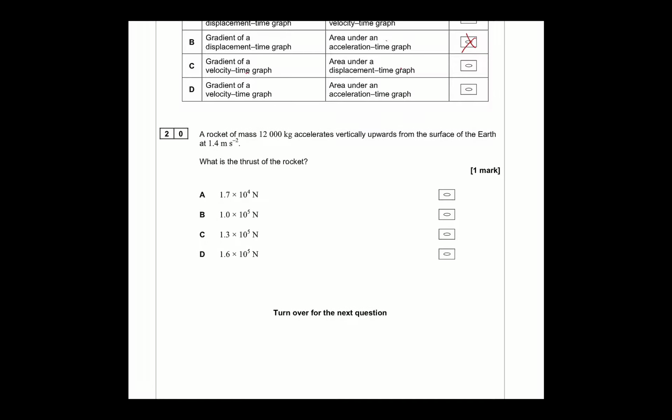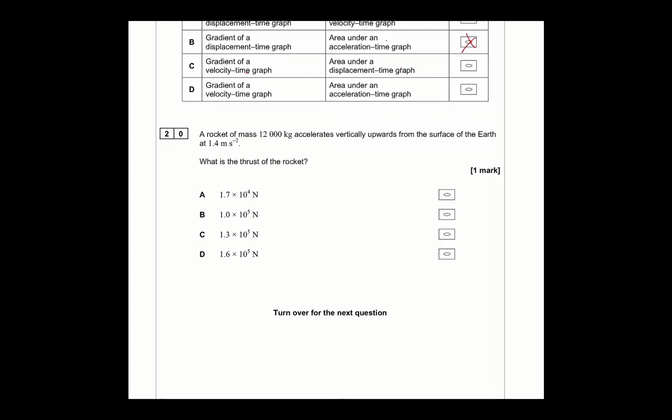A rocket of mass 12,000 kilograms vertically accelerates. What is the thrust of the rocket? So I saw one like this recently and screwed up because I forgot about gravity. So the thrust of the rocket.